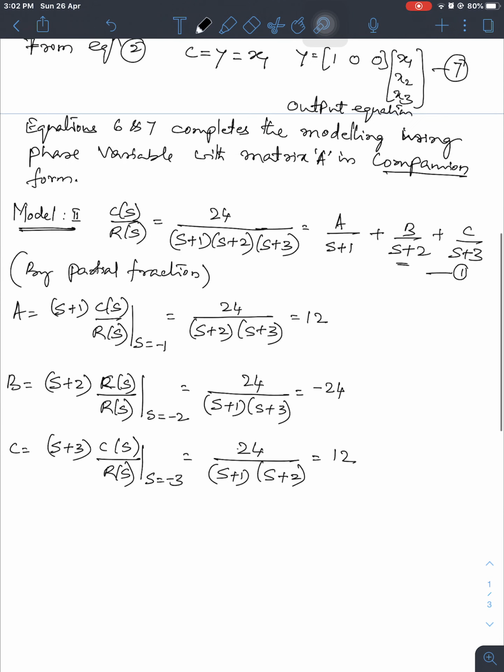Alright, so we have evaluated A, B, C. So what do we do further? So we'll put it in equation 1. Substituting in equation 1.